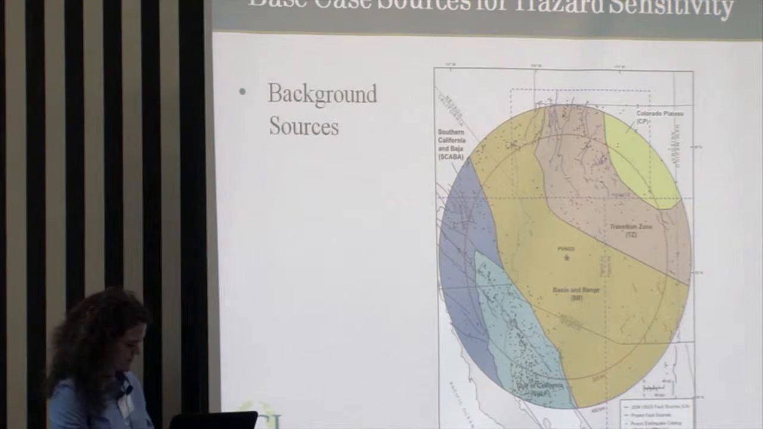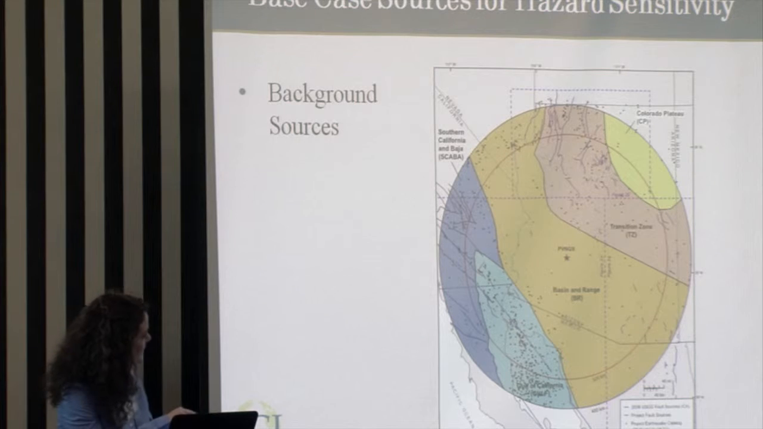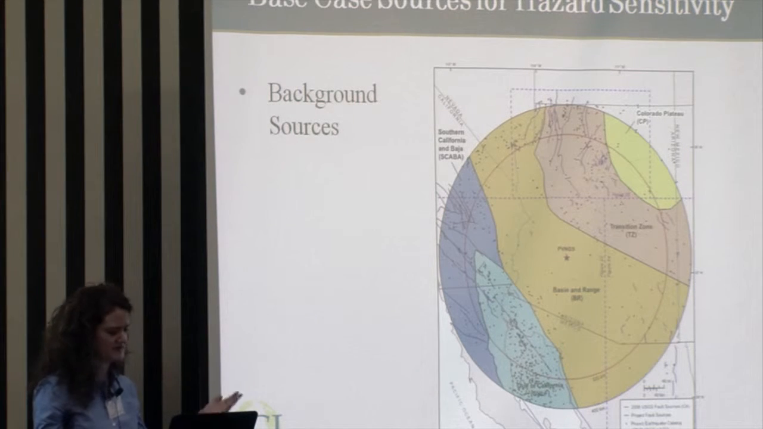So for the base case hazard sensitivity, we had these faults, and then we also had background sources. Again, this is a map. Here's Palo Verde Nuclear Generating Station, and these are the 5 different background sources that went into the base case hazard. This one right here, which the Palo Verde resides in, is the host source, and then this is the basin and range. So both the faults and the background sources went into these results that I'll be showing.